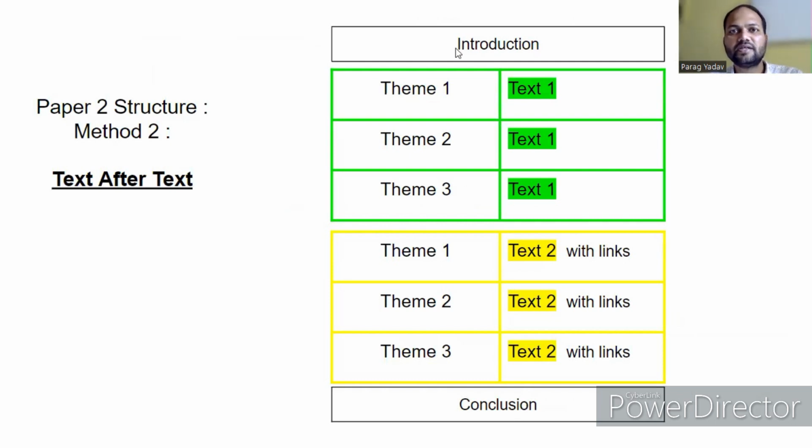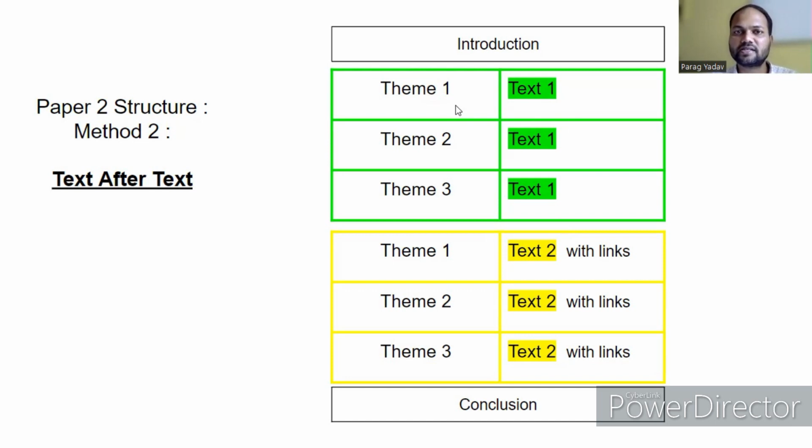Here again, you would see the introduction at the top and the conclusion at the bottom. So this structuring method applies to the main body paragraphs. In this method, we deal with one text at a time. In the earlier method, we dealt with one theme at a time, but in this one, it would be a text at a time. So text 1 here is shown in green, while text 2 is shown in yellow.